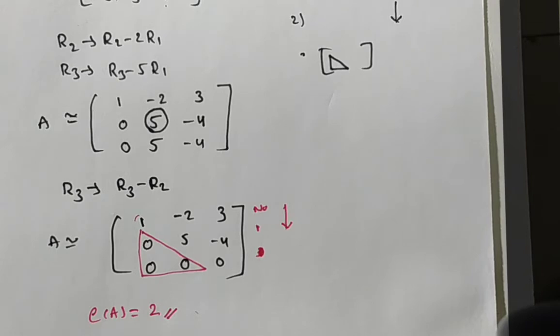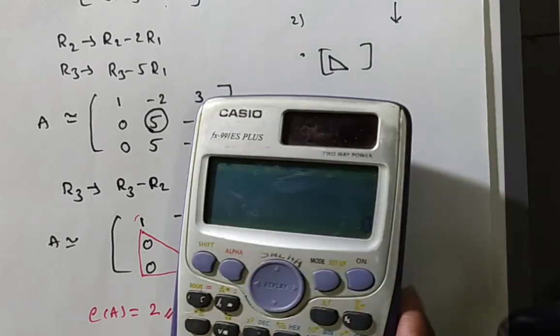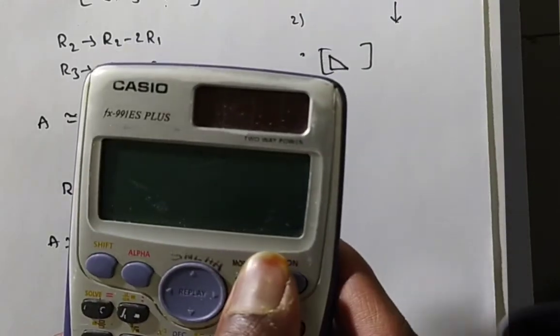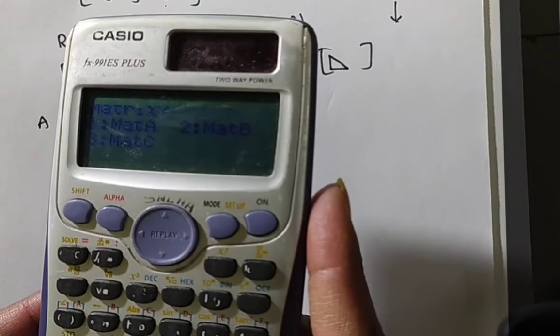Rank of the matrix, not determinant of the matrix. Based on the determinant, we can justify the rank also. Okay. Now you see, this is the matrix. Now to simplify, in this calculator only I am explaining. Go for matrix mode. Matrix mode means it is a 6. You have to press the 6 button.